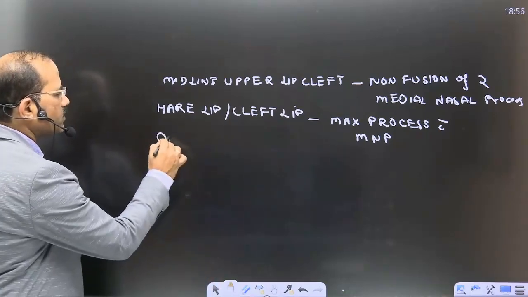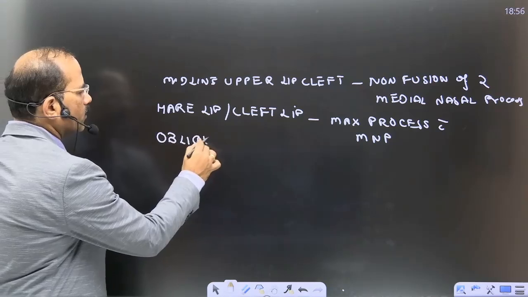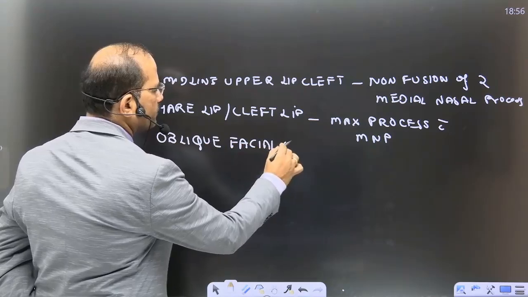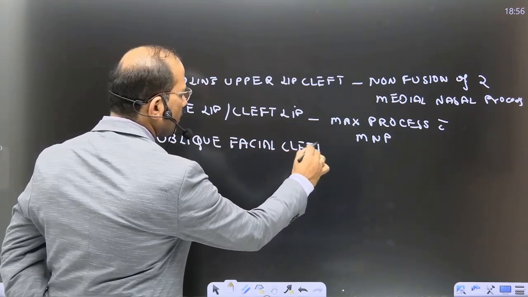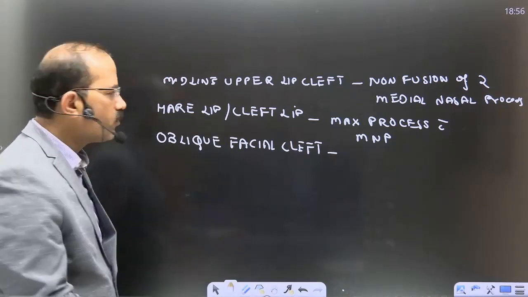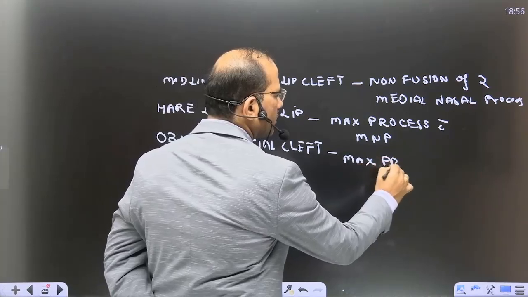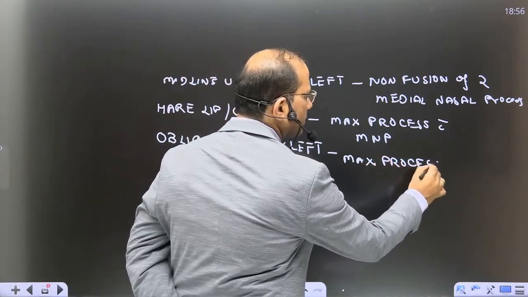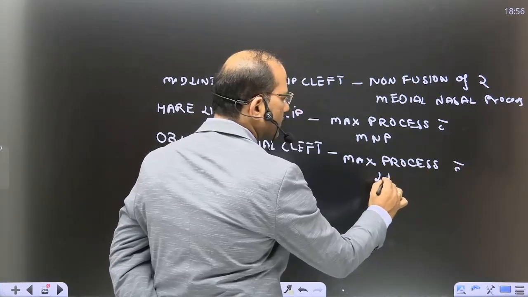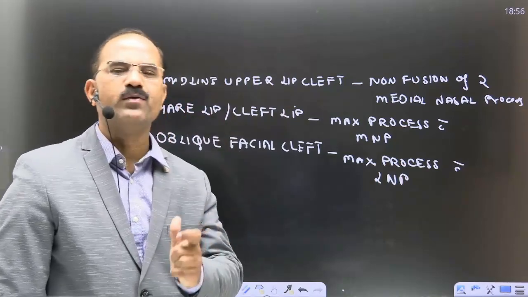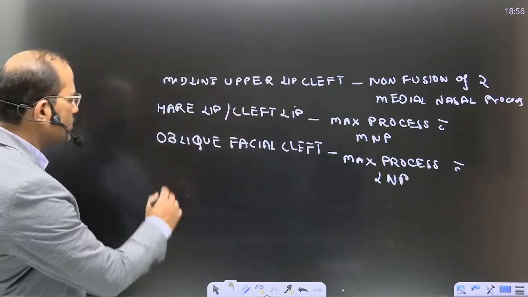The third one is oblique facial cleft. Non-fusion of maxillary process with lateral nasal process. That's an oblique facial cleft.